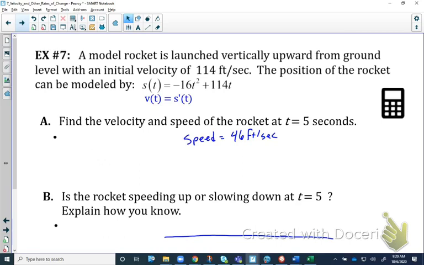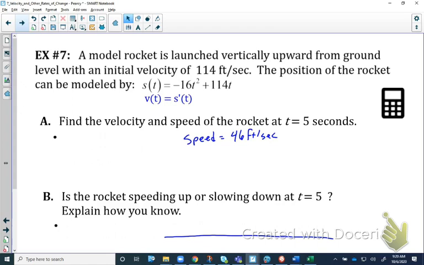Now we have a model rocket that's launched vertically upward from the ground with an initial velocity of 114 feet per second. And the position of the rocket is modeled by the given function. So keep in mind that the velocity function is the derivative of the position function. It says find the velocity and the speed of the rocket at 5 seconds.